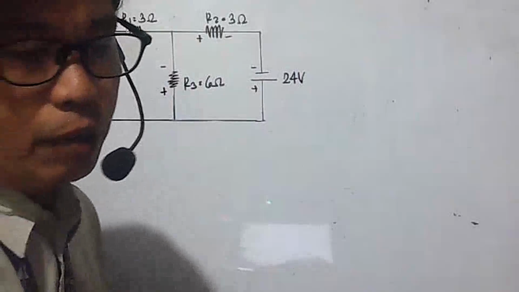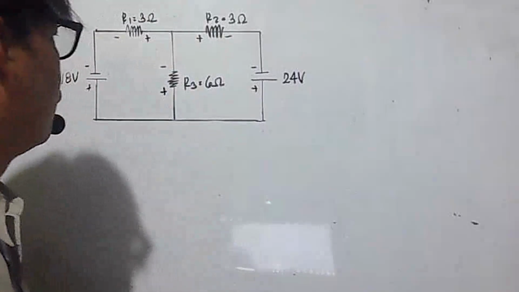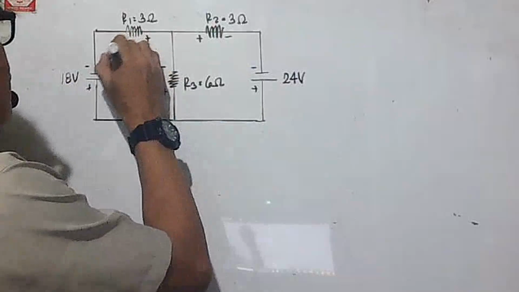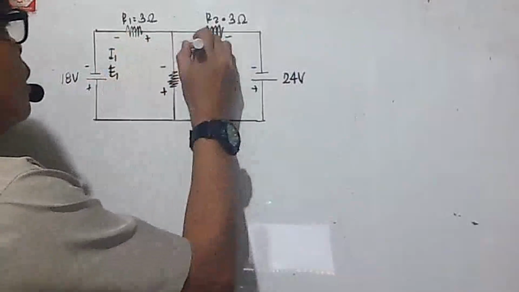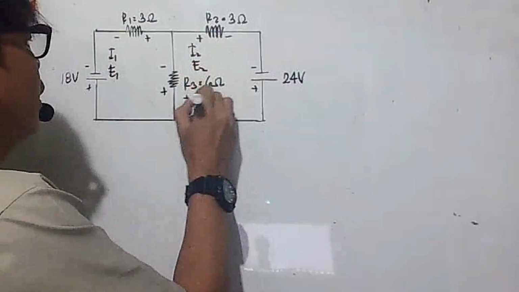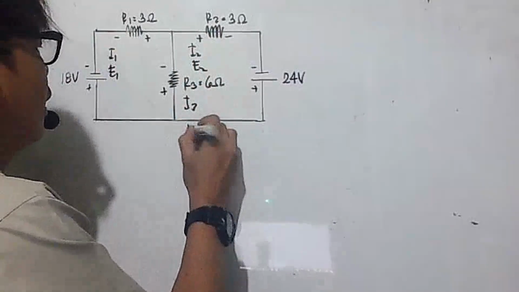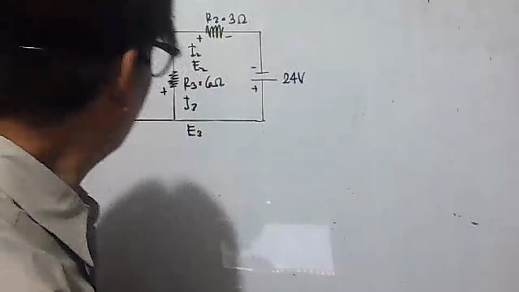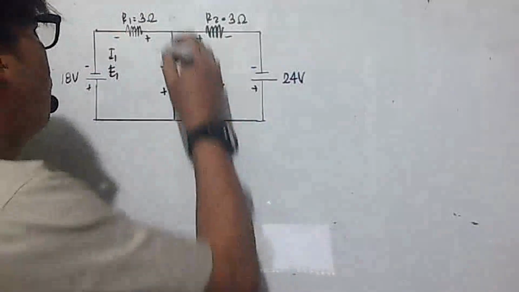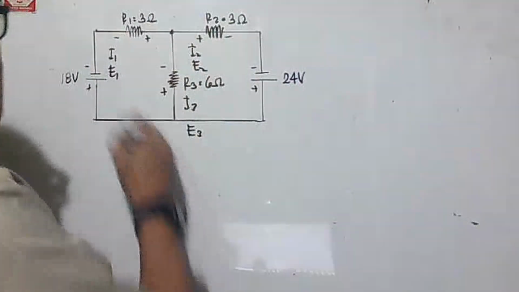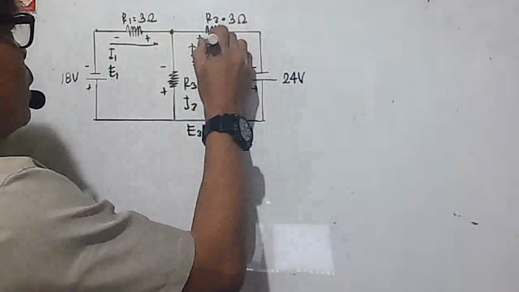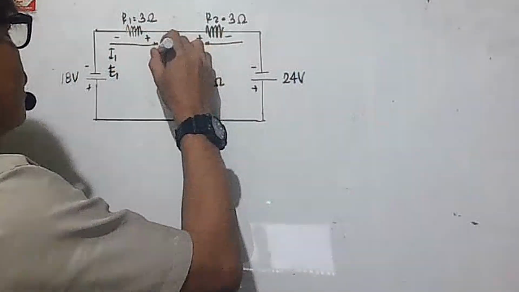Now we're going to be solving for the unknowns, which are I1 and E1, I2 and E2, and then I3 and E3. First we determine the direction of the currents. At this point we have a node, or a junction. So your I1 is going in this direction, while your I2 is going in this direction, and I3 is going down.